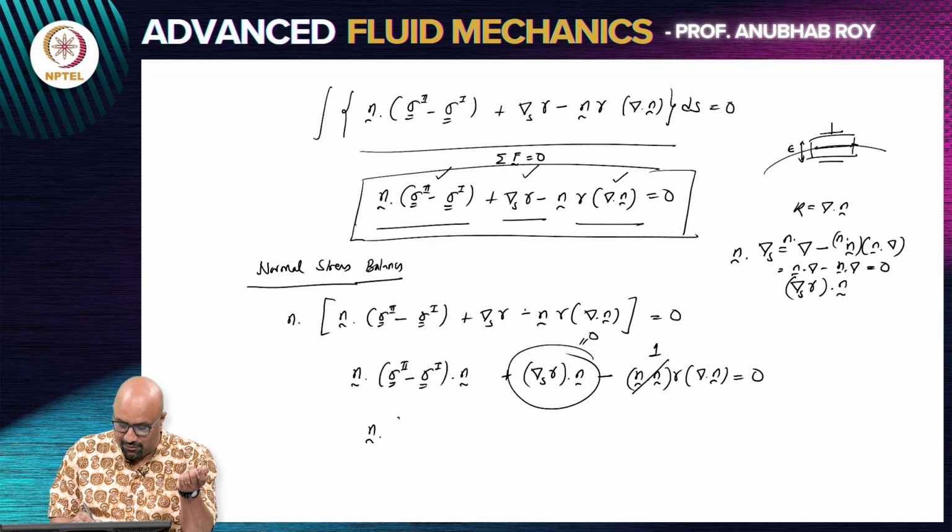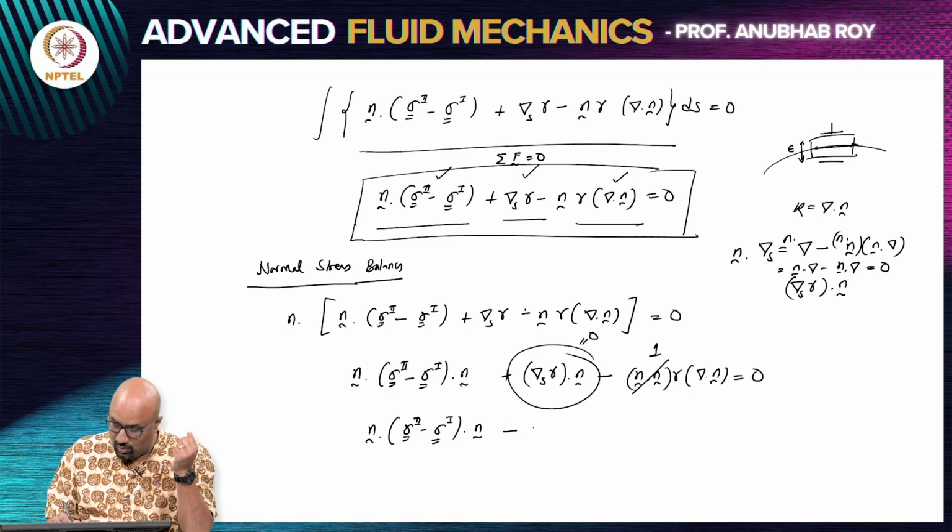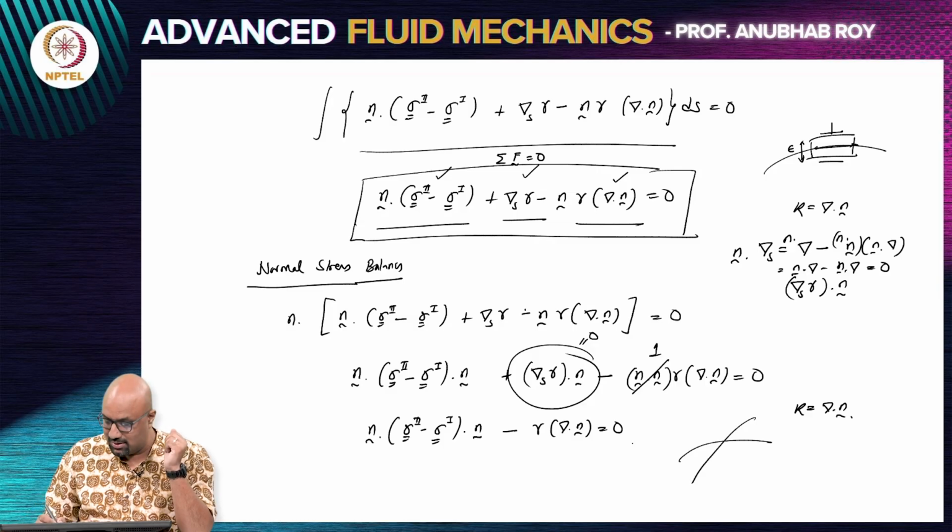So finally you have a surface normal stress balance, which tells us that n dot (sigma 2 minus sigma 1) dot n is equal to gamma del dot n, and del dot n, as I said, is the curvature. If you take any arbitrary surface, it will have two radii of curvature. Let us say this is R1 and this is R2 at any point. So the curvature would be 1 over R1 plus 1 over R2.